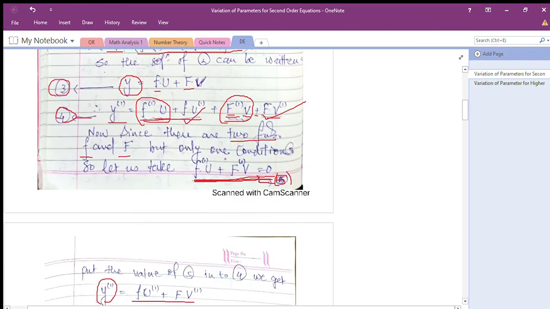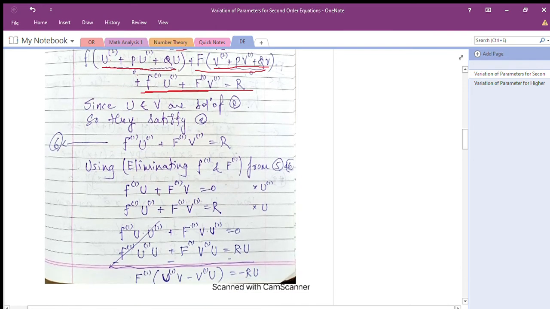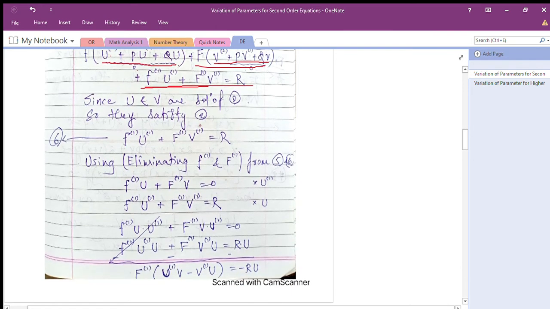તો એ બંને કિંમતો તો તમને અહીંયા દેખાય છે કે નથી દેખાતી? જો u2 pu1 qu is equals to 0, v2 plus pv1 plus qv એ પણ 0. તો આ બંનેની કિંમત તો 0 થઈ ગઈ. તો તમે વધ્યું શું ખાલી તમારી જોડે? f1 u1 plus capital F1 v1 is equals to r. So this is what we are left with, and let us call it number 6.